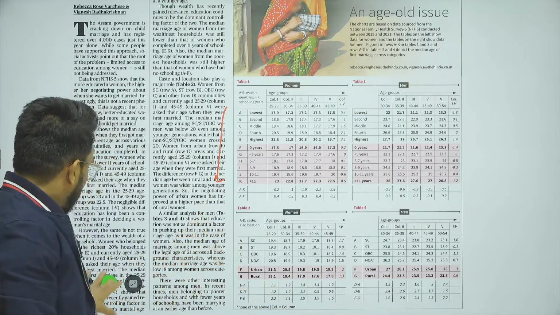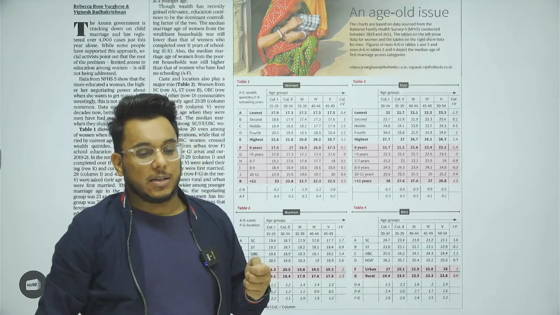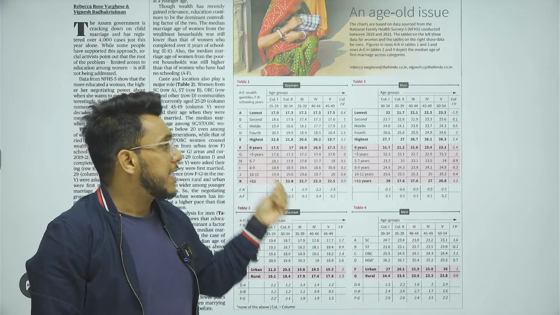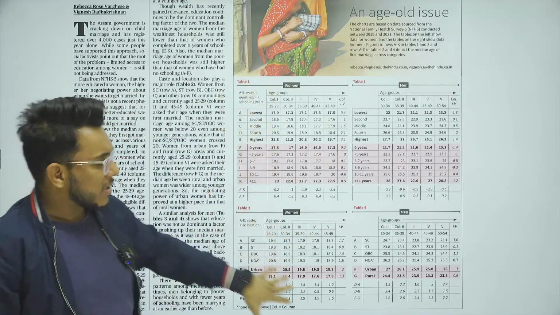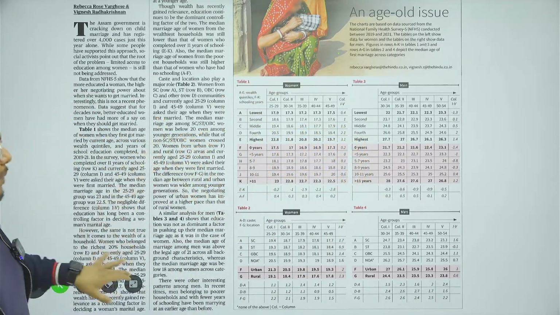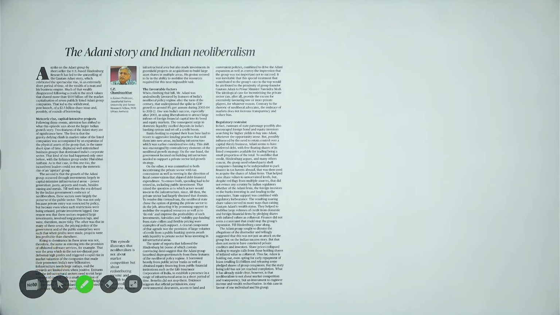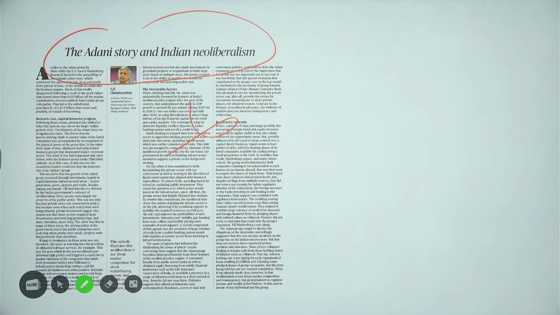Okay, fine. Now, guys, you are not required to track all the data, like what percentage of girls are getting married at how many years of schooling. But you can keep this broad pattern in mind. Now moving to the next article: The Adani story and Indian neoliberalism. Guys, not an important article for the examination.